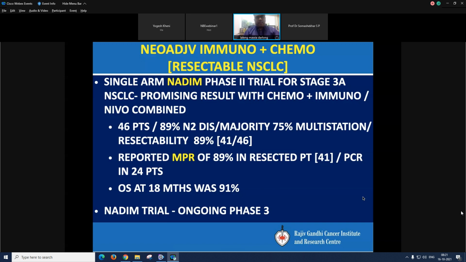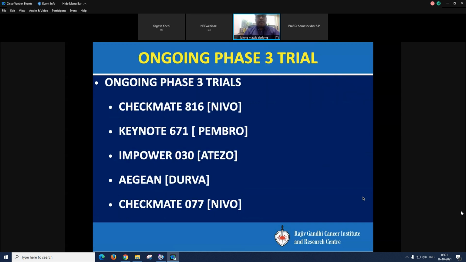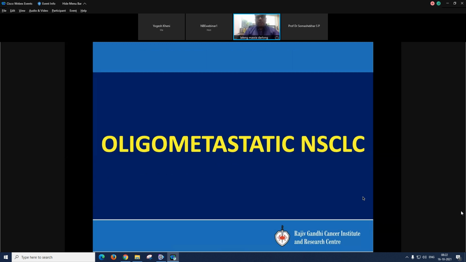OS at 18 months was very encouraging, about 91%. Following this phase 2 trial, there's now an ongoing NADIM phase 3 trial. These are the ongoing phase 3 trials in the neoadjuvant setting for resectable cancer, and this is what we should be following: CheckMate 816, KEYNOTE 671, IMpower030, again Durvalumab, we are involved in this study, and CheckMate 77T. These are the studies to look for.